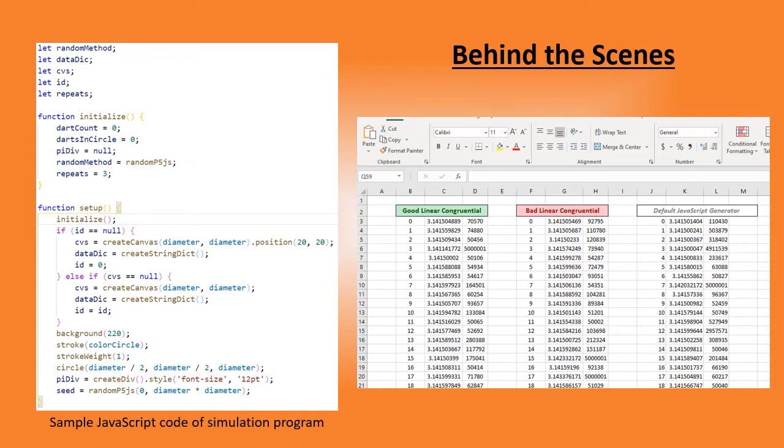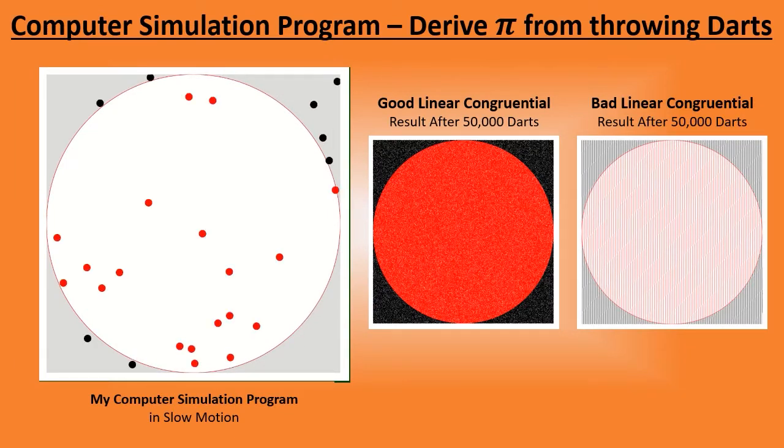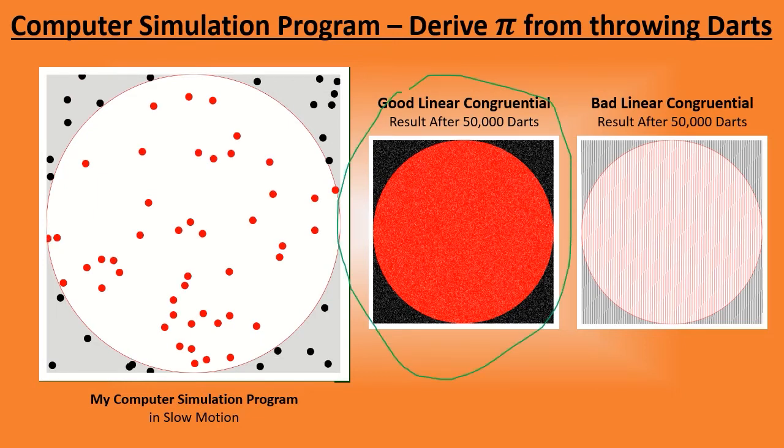The output from the program was fed into Excel to do analysis. Let me show you a video sample of my computer simulation program running in slow motion. See the darts? Now here is what the results look like after 50,000 darts. The good random number generator filled up the space, but the bad random number generator didn't do a good job. It just made lines on the screen.